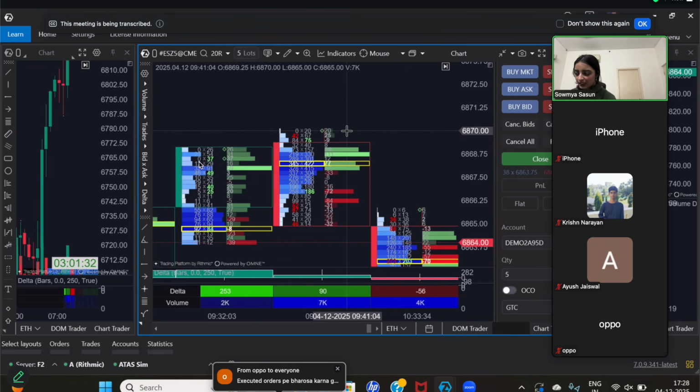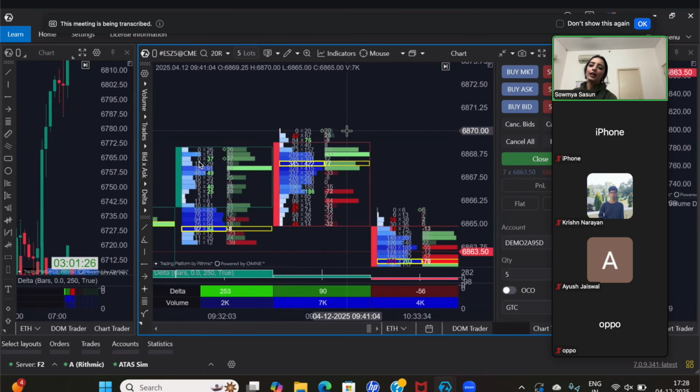Now, see, if I am saying that the net participants in a candle were buyers, what does that mean? What do you understand by the sentence? Write it in the chat box. Net participants in a candle are buyers. Let me explain it further.